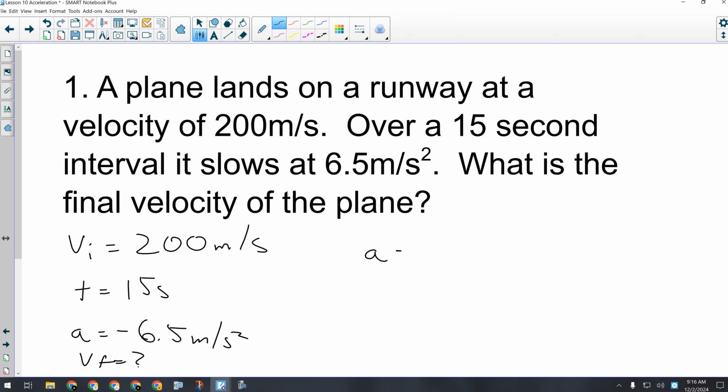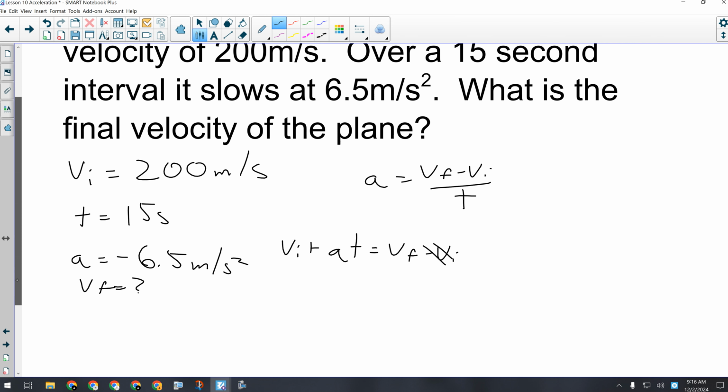All right, so we've got a equals Vf minus Vi over t. What should I move first? t, yeah, multiply both sides by t. So a times t equals Vf minus Vi. What do I do with Vi? Add it to the other side, right? Do the opposite. So Vf equals Vi plus a times t. Now we can plug in our numbers: 200 plus negative 6.5 times 15 seconds.